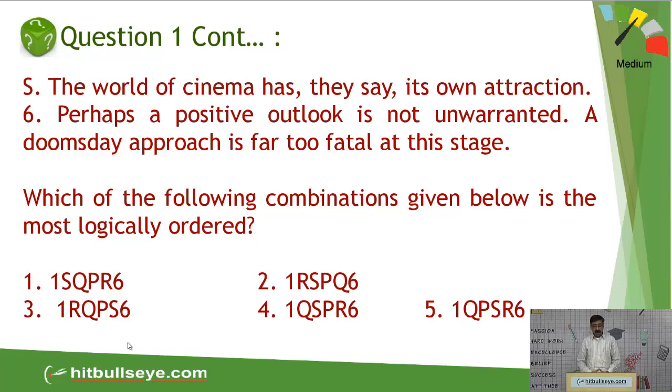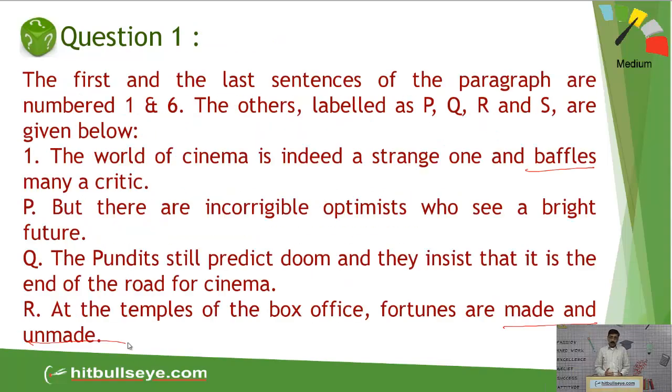After 1 it is clear that R will come. Now we have got 2 options, option number 3 and option number 2, and we need to pick the best between these two. So 1R is fine. Now after R, either S or Q will come. This we have to decide. We need to go back to the sentences. Going along with the tone of the first sentence, the negative tone sentence after R is Q: the pundits still predict doom and they insist that it is the end of the road for cinema.